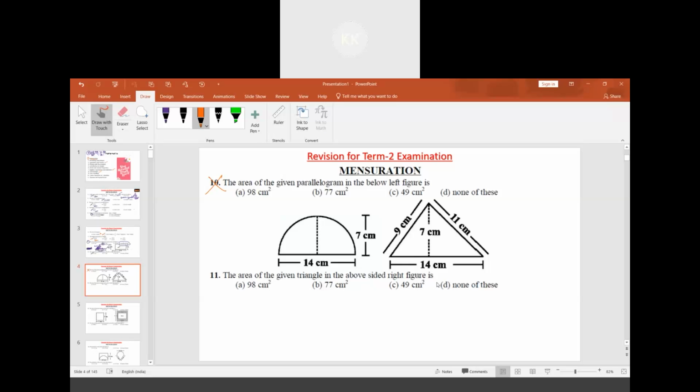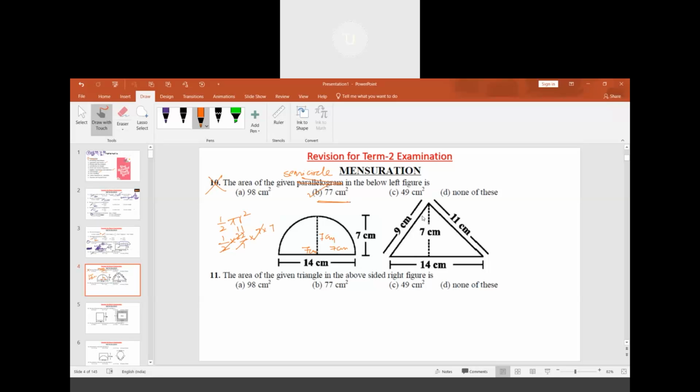Sir, I think for the 10th question, if I consider this as a semicircle and change this question, then what will be the area? Radius will become 7 centimeter here. So area is half pi r square. Half into 22 upon 7 into radius square, which is 7 into 7. That is 77 centimeter square.